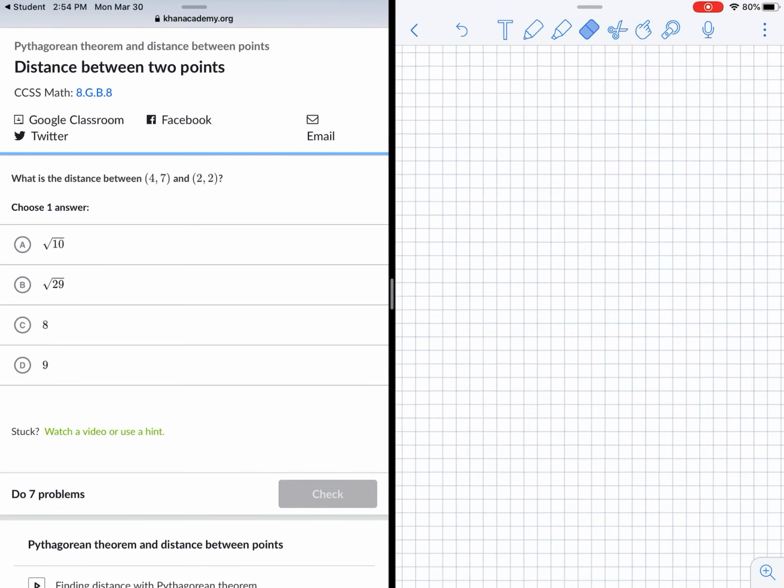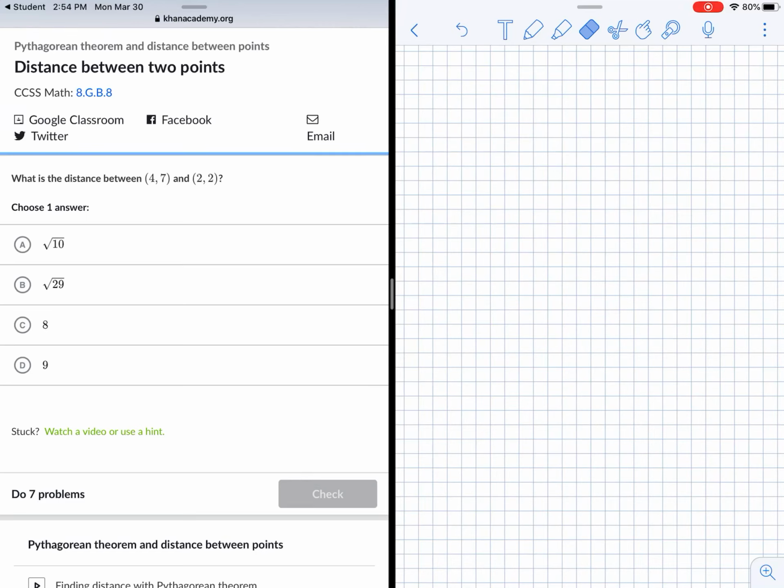The first problem says, what's the distance between point (4, 7) and (2, 2)? So on our worksheet, we had the distance formula written for us. We know that the distance formula is the square root of (x2 minus x1) squared plus (y2 minus y1) squared. So we have these points (4, 7) and (2, 2).